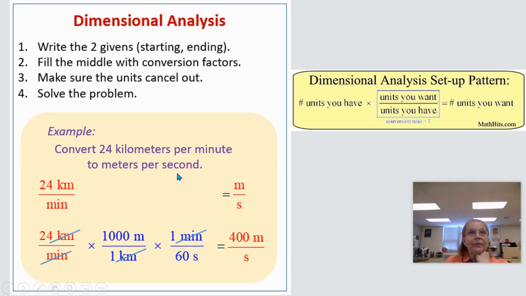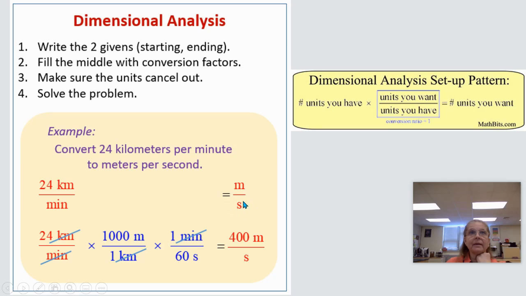So I want these to stay, and I have to look at what the conversion factors are. Sometimes you're expected to know them. Kilo means 1,000. There are 1,000 meters in 1 kilometer. Since the kilometer was on top, I need the kilometer to be on bottom, so these units will cancel out. Now we have to get to minutes per second. It's understood, hopefully, that you know there are 60 seconds in 1 minute.